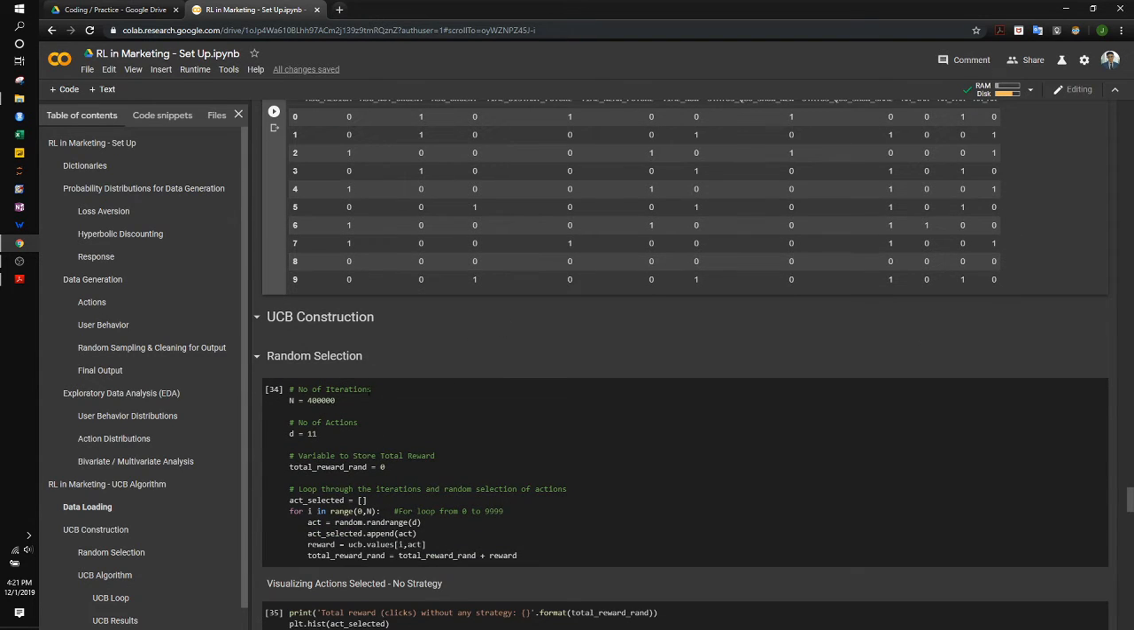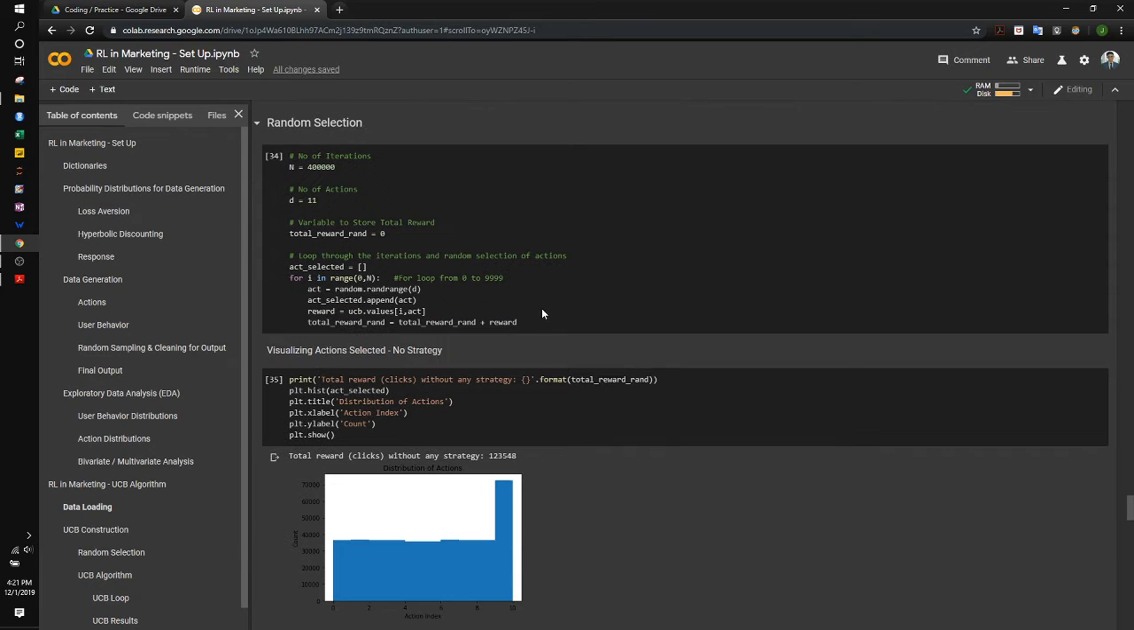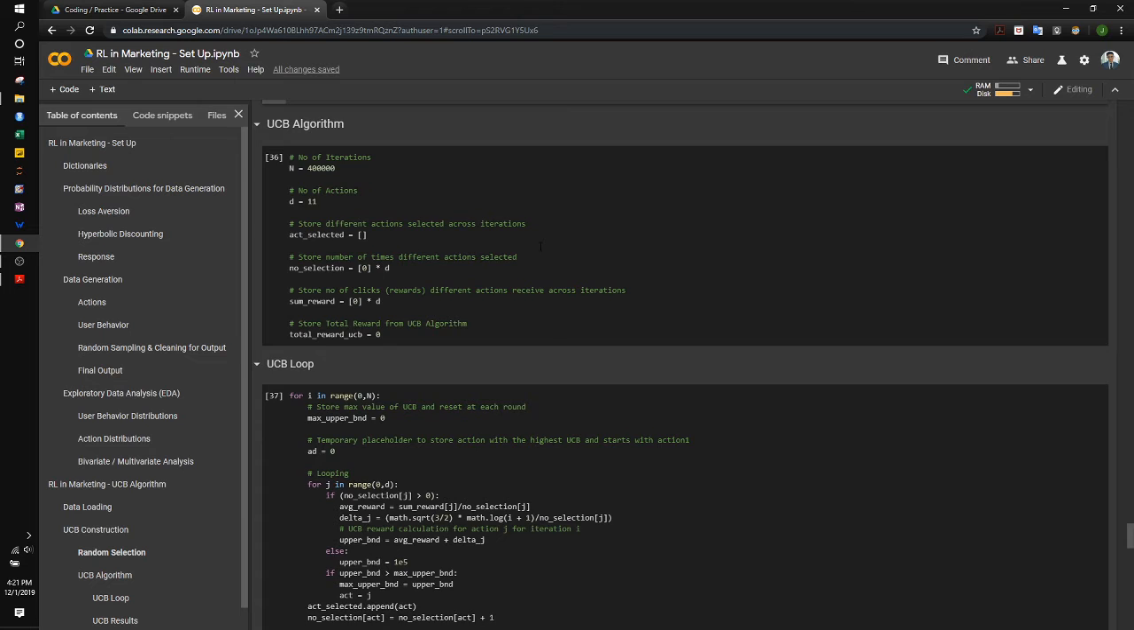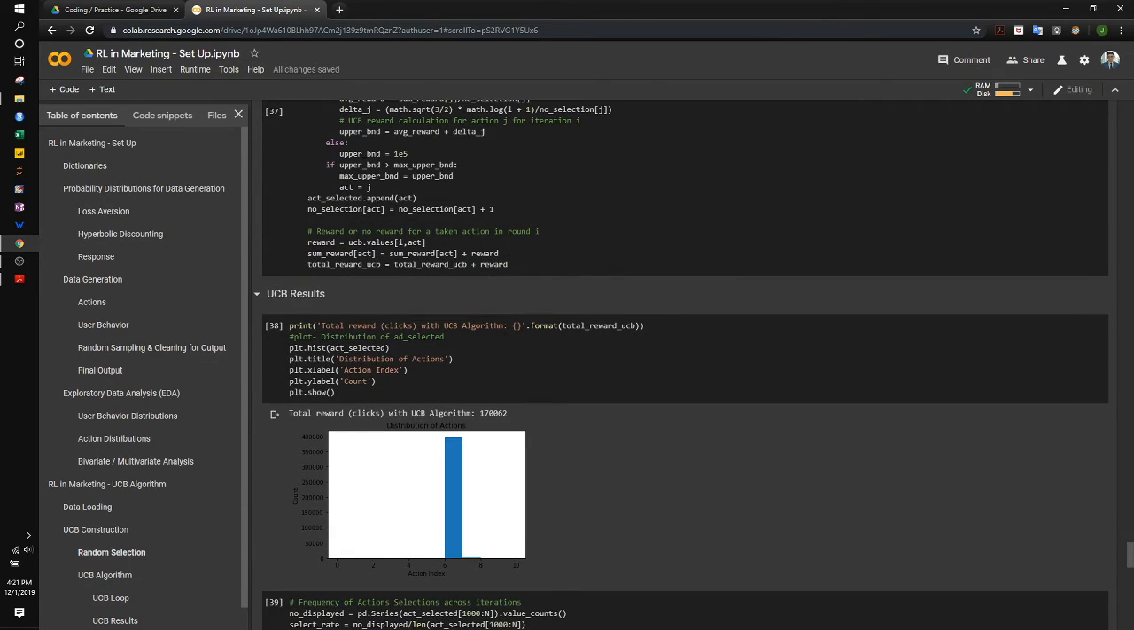And then we have a random selection section here, basically randomly selecting actions and seeing how they perform. So on that 400,000 sample, where we sampled 40% of the data, we got in total 123K responses. So that's not terrible, but let's see if we can do better with the UCB algorithm. So we have the UCB structure here, and what we did was basically print the number of responses that UCB has received, and that was 170K, so it increased.